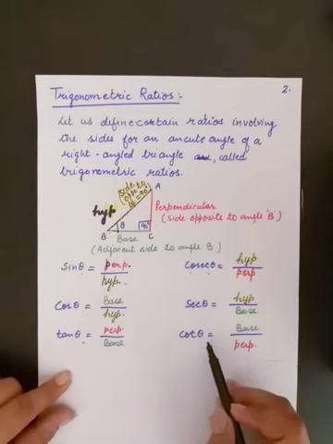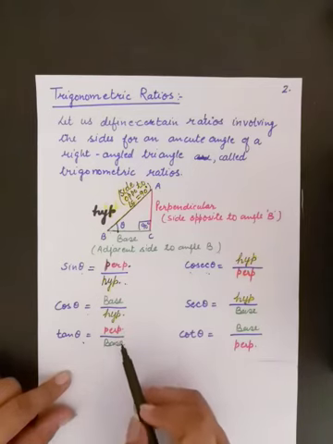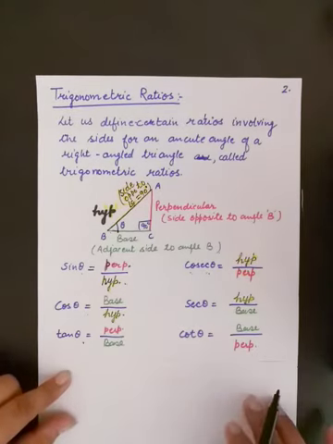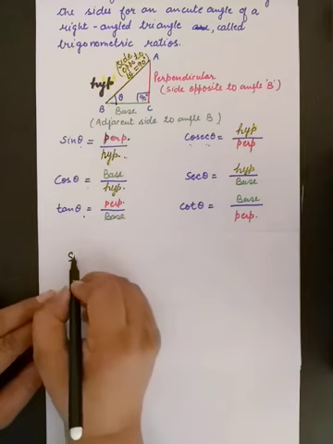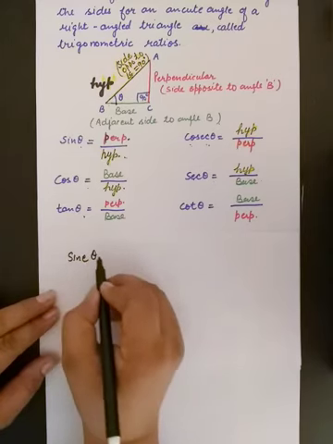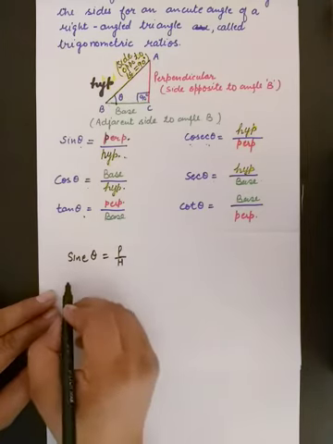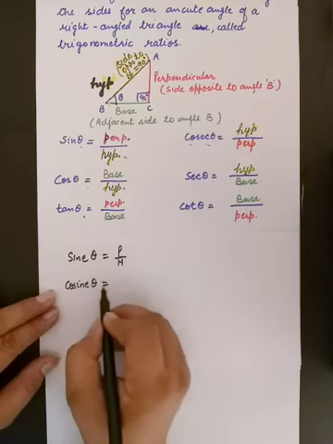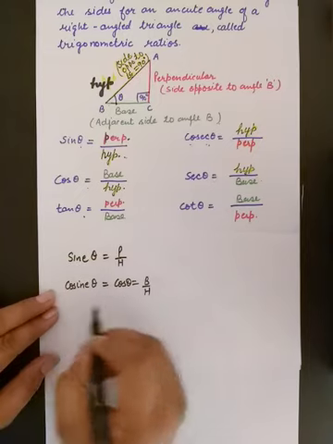Similarly, cot theta is the reciprocal of tangent theta, and tangent theta is perpendicular by base, so cot theta will be base by perpendicular. Let us now learn the full names of these t ratios. The first t ratio is sin theta, and it is equal to P by H, meaning perpendicular by hypotenuse. The second ratio is cosine theta, and in short form it is written as cos theta, and this is equal to B by H.